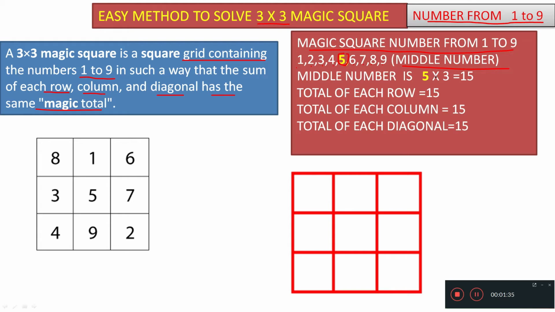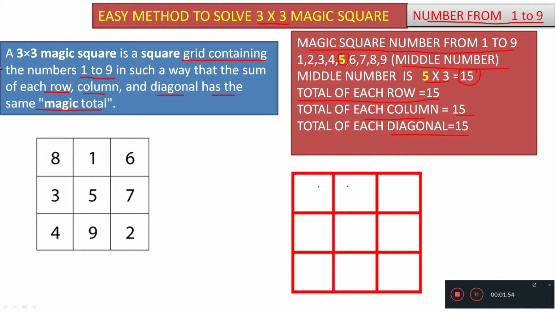That 5 should be multiplied by 3 because we are taking a 3 cross 3 magic square. So, 5 3s are 15. So, each row total should be 15. Each column total should be 15. Each diagonal should be 15.